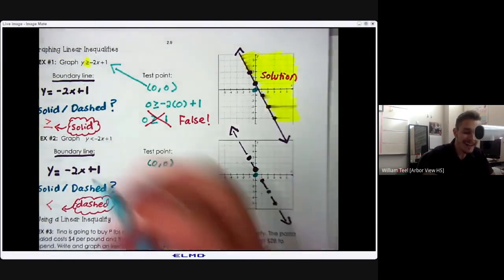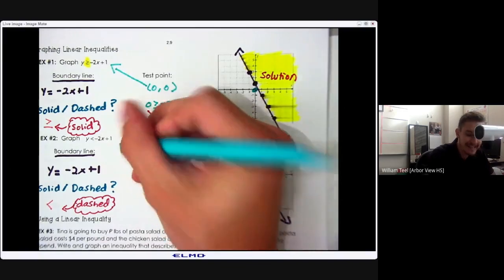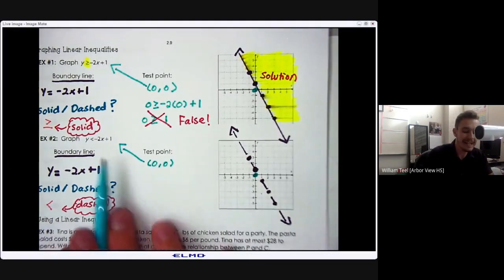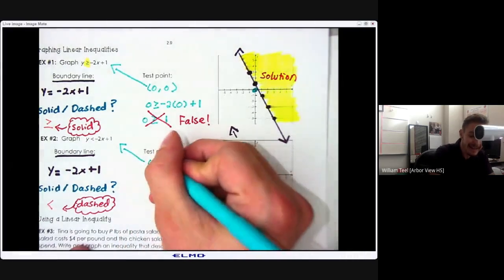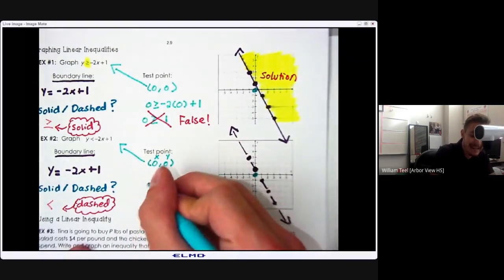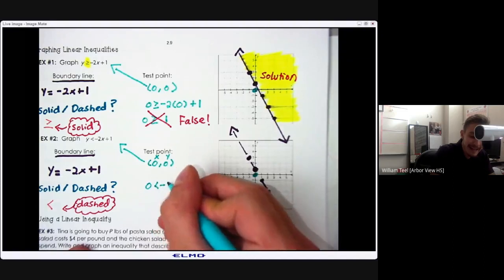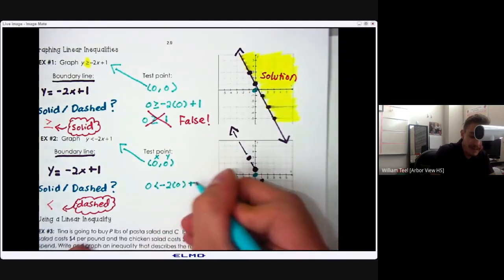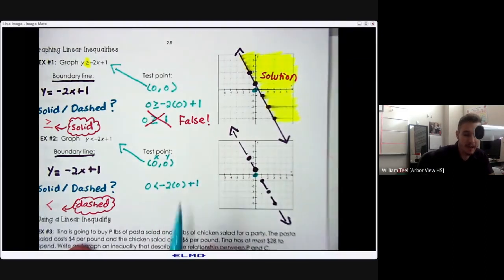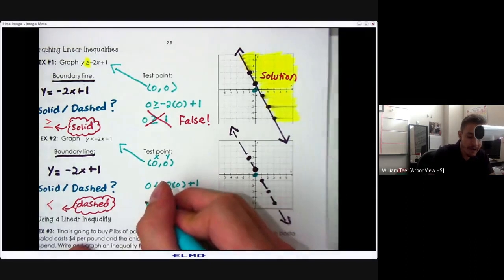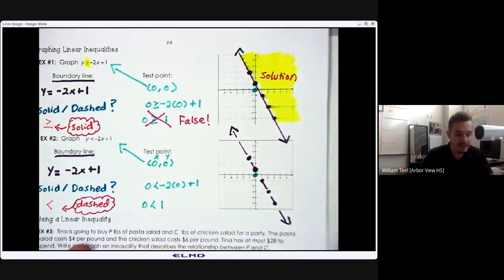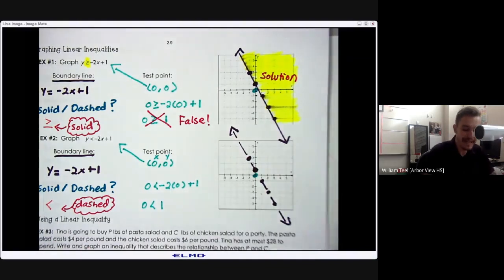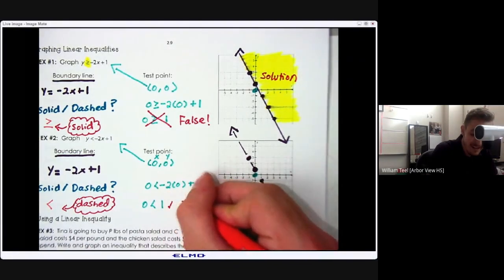So I'm going to plug 0, 0 into that inequality and see if it satisfies the inequality. So if I plug this in, this is x, this is y. I'm going to say 0 is less than negative 2 times 0 plus 1. Let's go ahead and solve that. Negative 2 times 0 is just 0. So I have 0 is less than 0 plus 1 is 1. Is 0 less than 1? It absolutely is. So that means yes, this is true.